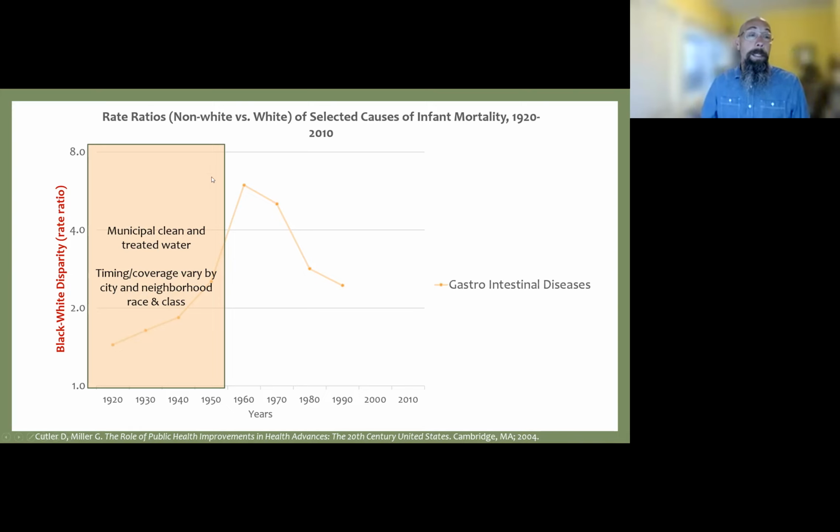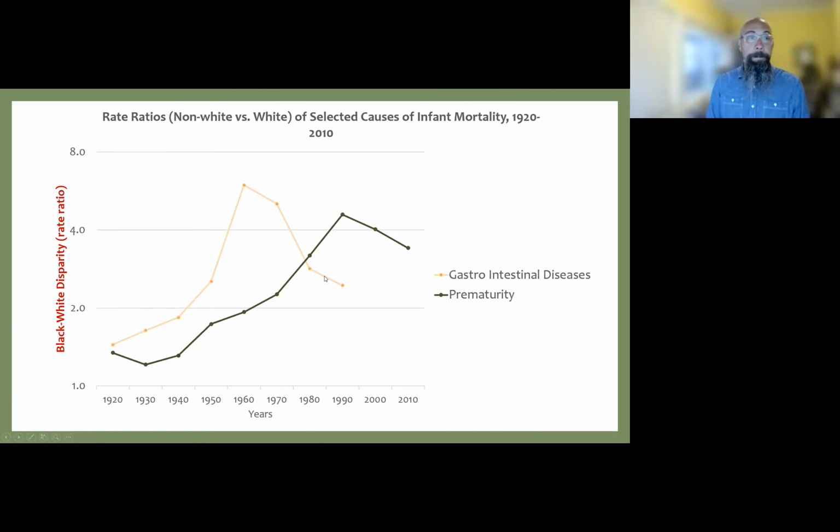But once there's sort of the catch up and everybody's got access to water treatment, then we see the disparity coming down again. All right, here's another cause of death. This is death attributable to preterm birth. A very similar pattern, starts low, goes up, but it's a little offset.